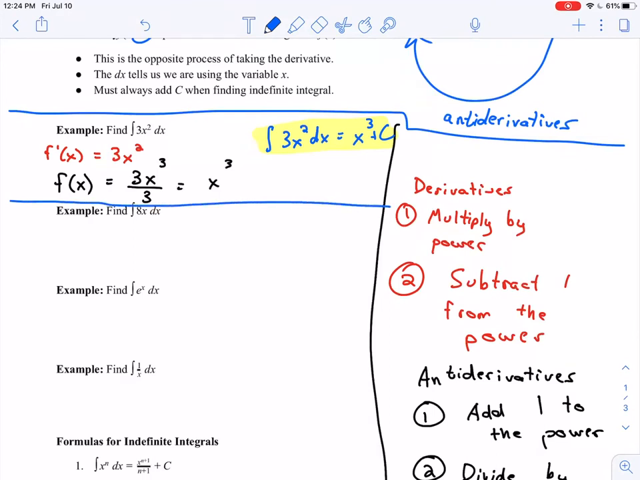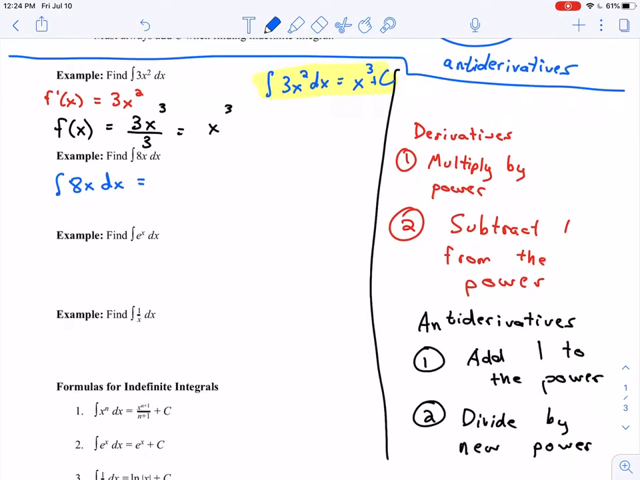So let's look at another. Next up, I have the indefinite integral of 8x dx. Here are the steps down here. We want to add 1 to the power and divide by the new power. So this is really 8x to the first power. I'm going to add 1 to the power. This is really 8x squared divided by my new power of 2.